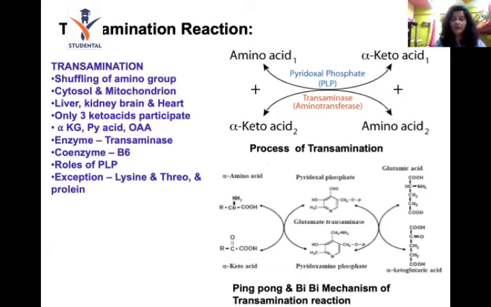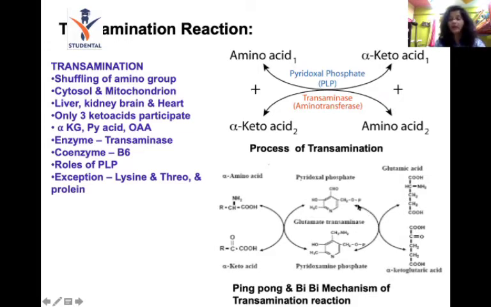In this diagram, you can see the amino acid, and this pyridoxal phosphate is linked with the transaminase enzyme. The pyridoxal phosphate accepts the amino group from the amino acid and holds it for some time to form pyridoxamine phosphate, and it releases the keto acid. Now this pyridoxamine phosphate gives its amino group to another keto acid like alpha ketoglutarate, and there is formation of glutamic acid and pyridoxal phosphate is regenerated.